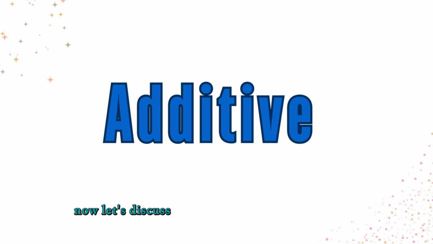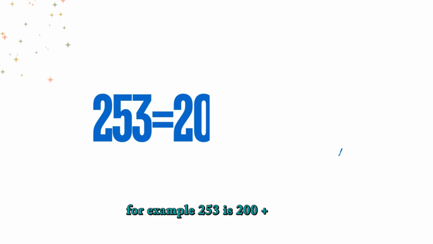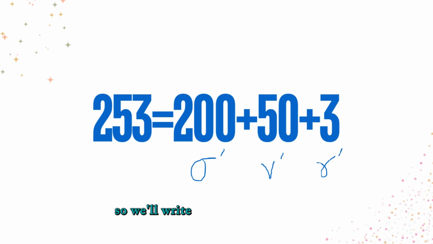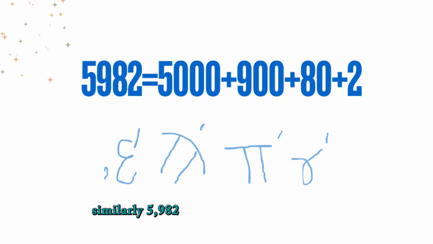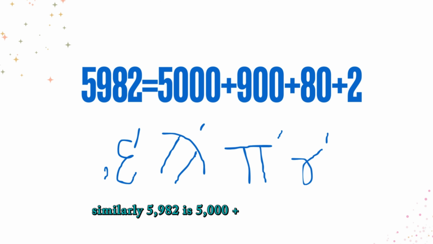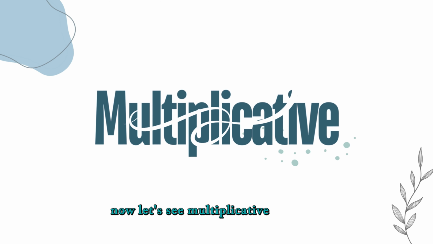Now let's discuss the additive property of this system. For example, 253 is 200 plus 50 plus 3, so we'll write their symbols in a row. Similarly, 5,982 is 5,000 plus 900 plus 80 plus 2. We will get the number by putting these symbols in a row.